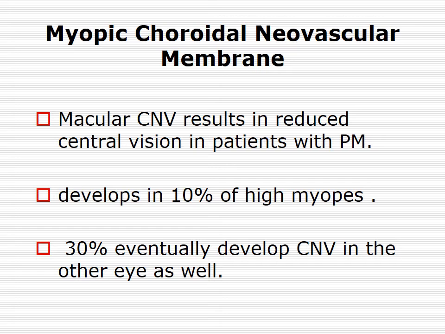About myopic chorioretinal neovascular membrane. Macular choroidal neovascular membrane results in reduced central vision in patients with pathological myopia. It develops in about 10% of high myopes. 30% eventually develop choroidal neovascular membrane in the other eye.